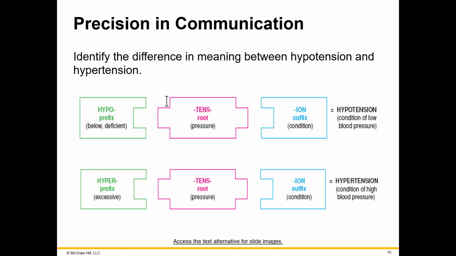In hypertension, hyper means excessive. So when you are assembling pieces together, you have a condition of excessive pressure or high blood pressure. Again, these are opposing terms with different prefixes. This is why spelling and pronunciation is so important.